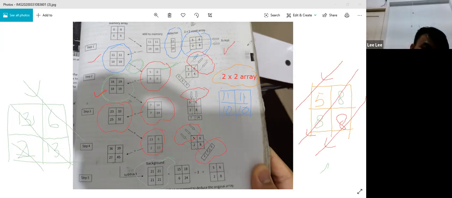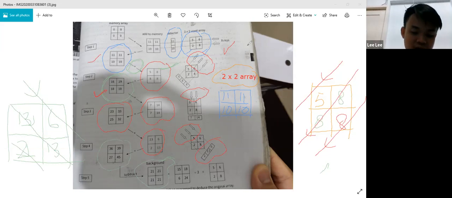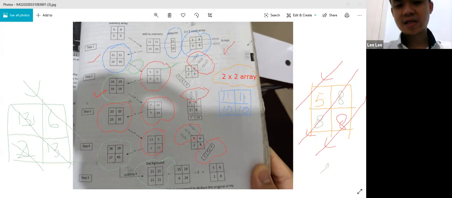Suddenly he arrived at this answer already. He asked you to subtract the background, right? Then the background he read 21, 21, 21, right? The question is, how does he get the 21? The 21 is coming from, you try to pay attention to all of the numbers that you get from the detector. So the first detector is 11 and 10, right? 11 plus 10 is 21, right? 5 plus 8 plus 8 is 21. Then you have 6 plus 13 plus 12 plus 2, also 21.